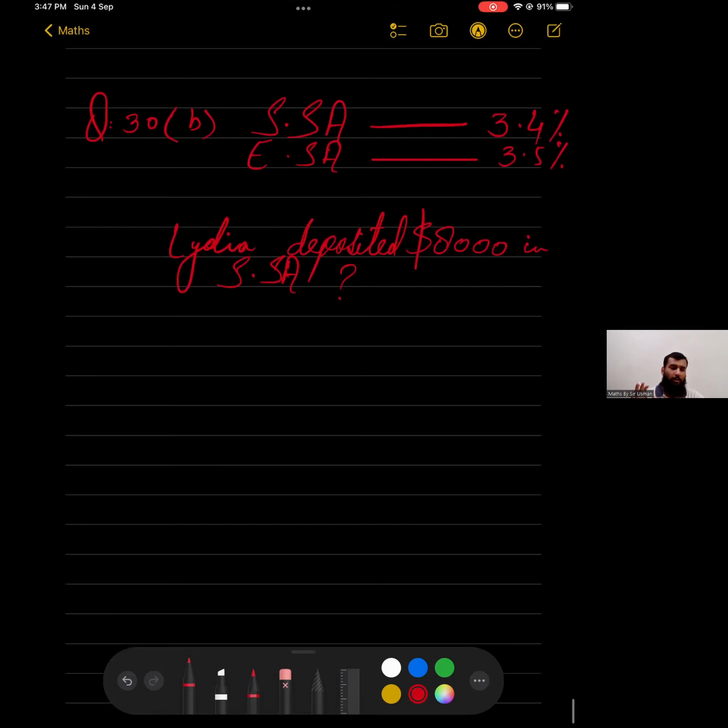ये क्योंकि simple interest है, आप देखें चार्ट में बिल्कुल टॉप पे लिखा हुआ है राइट पे that this is simple interest per year, which is 3.4 for super saver and 3.5 for extra saver. Lydia deposited 8,000, which is the principal. The rate is 3.4 since she took super saver account and the time was 1 year. We'll divide it by 100 and we'll have the simple interest over here. तो हमारे पास simple interest आ जाएगा.